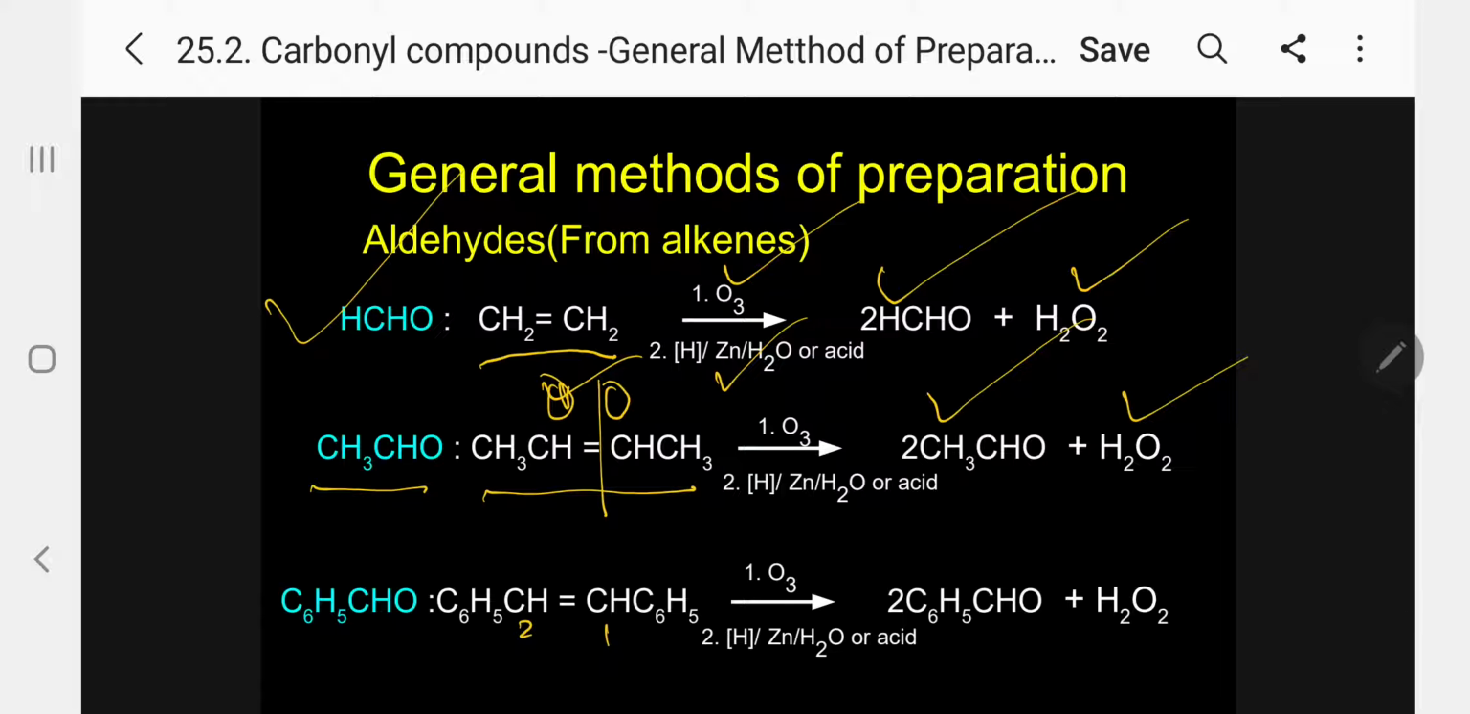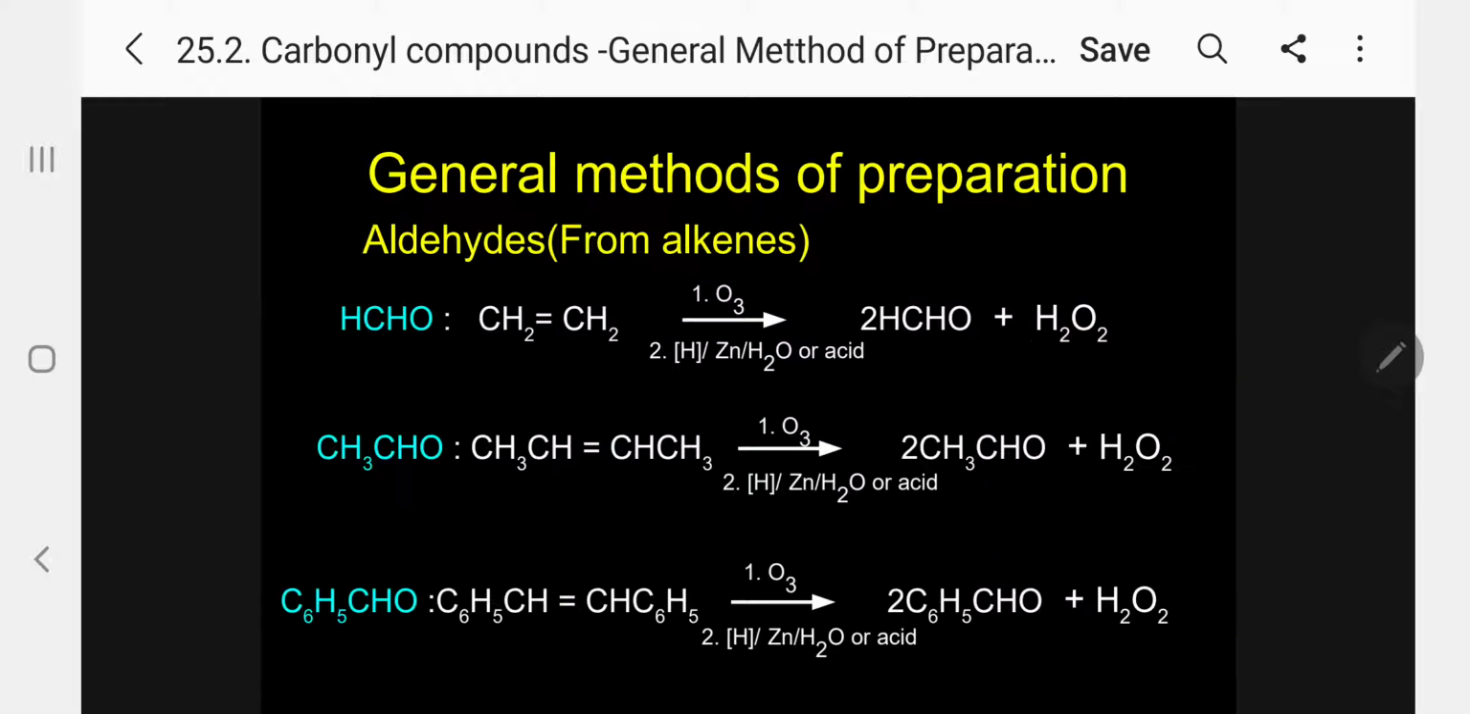The same way, if you want to get benzaldehyde, 1,1-diphenylethene is the alkene. You take this alkene, add ozone to get the corresponding ozonide, which undergoes reduction to give 2 moles of benzaldehyde and hydrogen peroxide. Kindly follow.